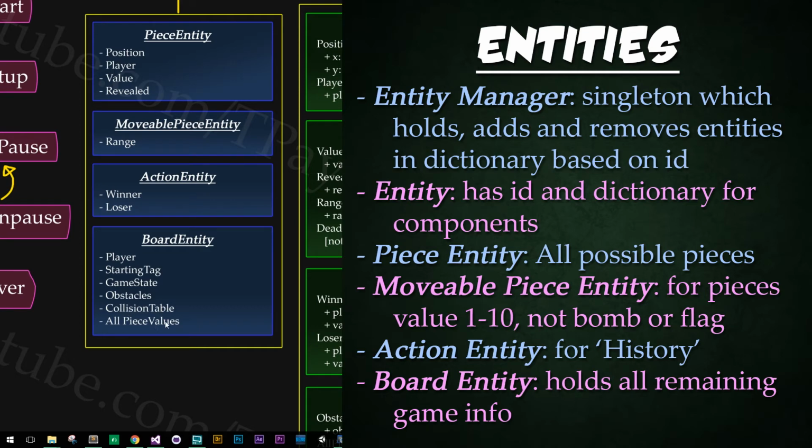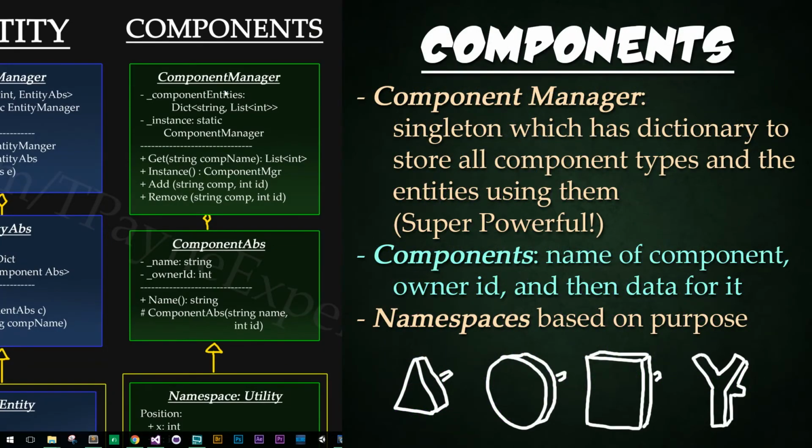Then we finally have all piece values. And this is just all the piece values that are going to be used to generate the board. So right now I have a whole bunch of lines commented out so that we could just do our demo of 5 pieces. Otherwise you can uncomment those and it'll be 40. And you have yourself a game. Next, we have our components. Here is our component manager. Again, this is also a singleton. We only ever want one component manager.